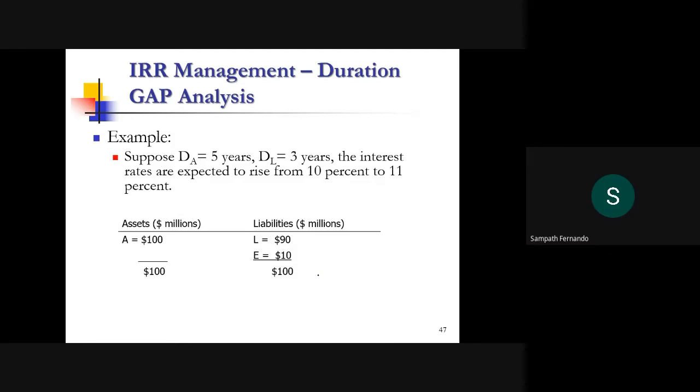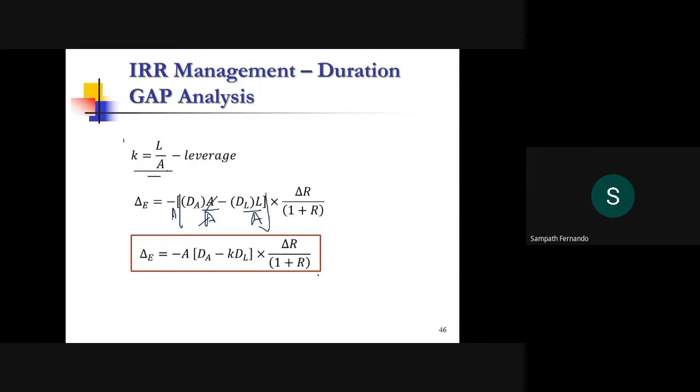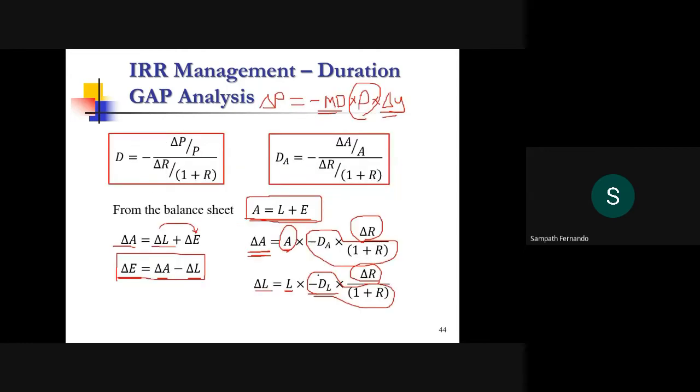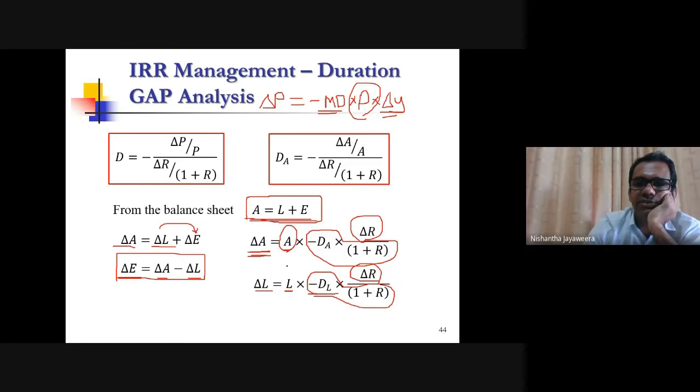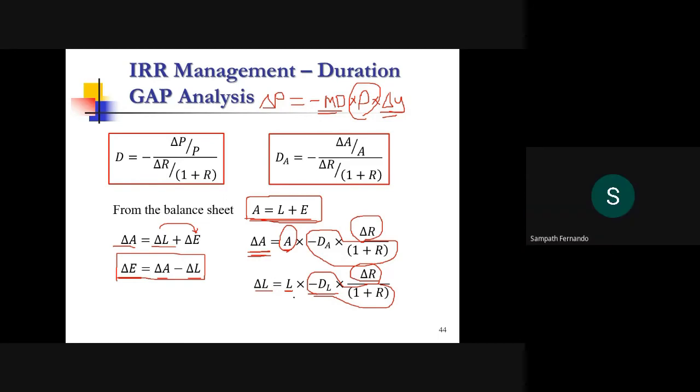Sir, excuse me, sir. Yeah. Can you go to the fourth slide? Can you explain, sir, how you replaced those from that change of price? Which one? Change of assets and change of liabilities. How did these two equations come? Yes, yes. Okay.